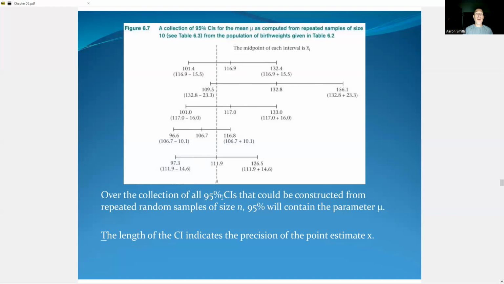Overall, the collection of 95% confidence intervals that could be constructed from repeated sampling of size n, if I do this over and over and over, 95% of them will contain the parameter that I actually want. The length of the confidence interval indicates the precision of the point estimate. If it's wider, I have less precision. If it's a narrow interval, I have high precision.